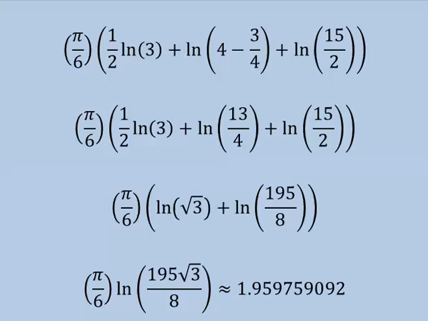And then I use my power rule. 1/2 ln of 3 is ln of radical 3. And then use another log rule: addition turns into multiplication. And it boils down to this thing that's fairly easy to punch into my calculator.